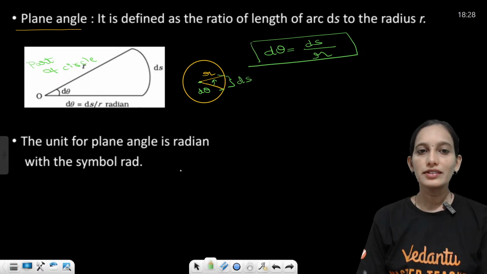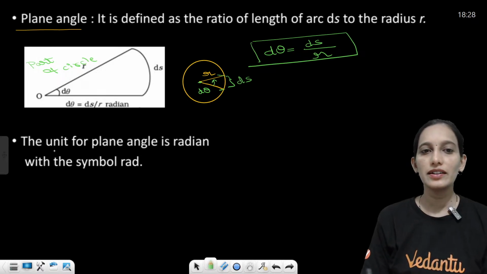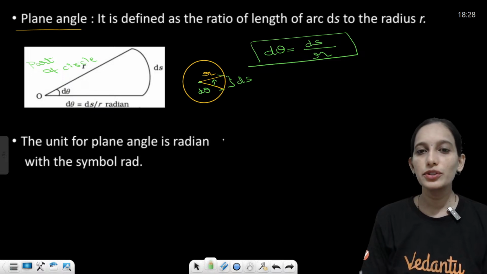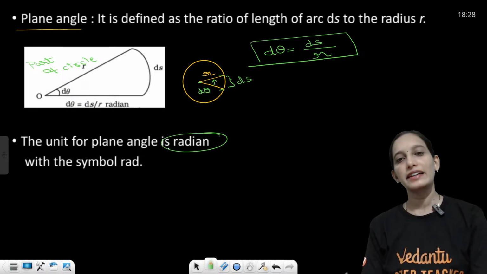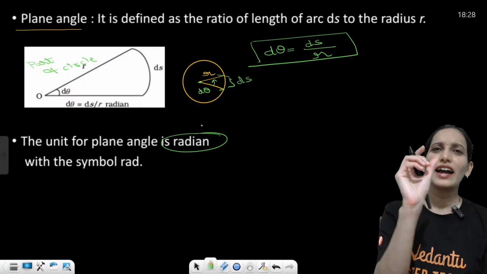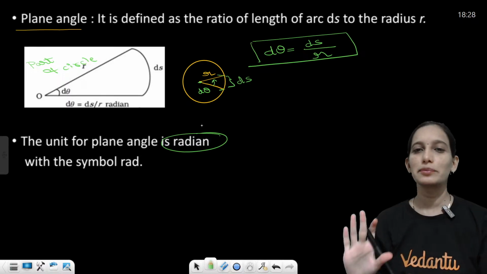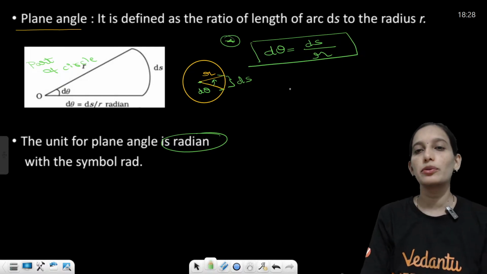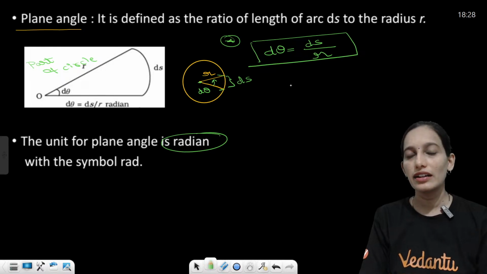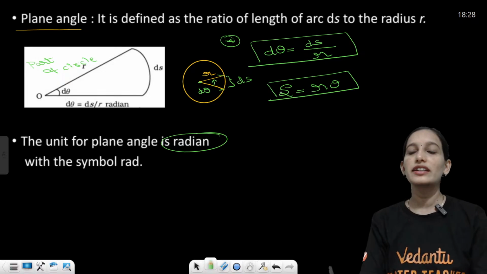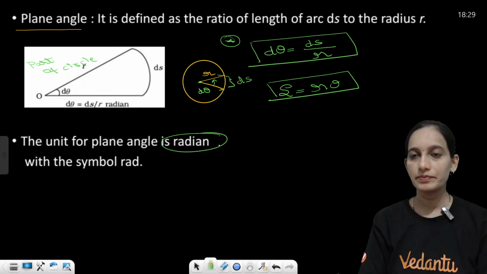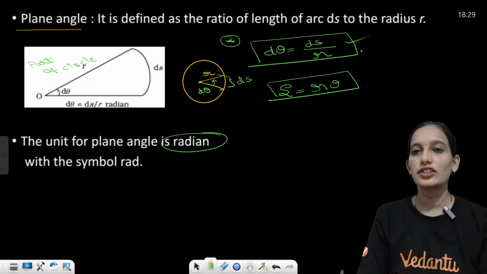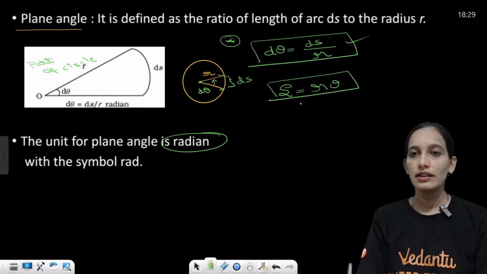Okay, so the next thing, as I said, the unit of the plane angle is radian. Plane angle is the angle between any two lines in a plane. That's the simplest definition. But the actual definition comes from your trigonometry. You might have derived this last year in 10th standard, like s is equal to r theta. I am not sure. You may have done this in your 10th standard maths. Here we write it in small angle notation: d theta is equal to ds by r.